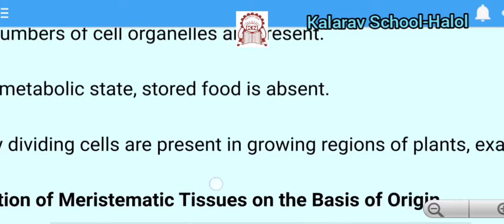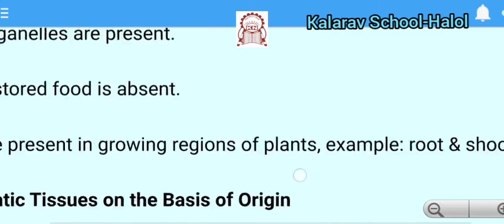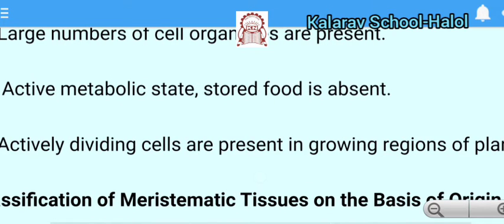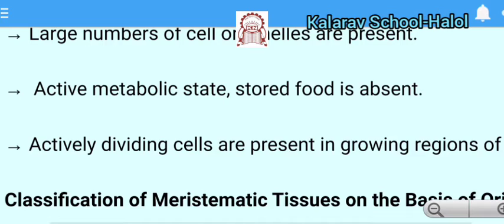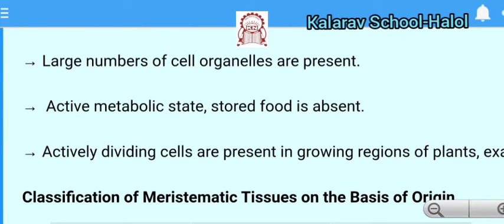Actively they divide. The cells are present in growing region of plants, for example root and shoot tips. So they will function on the root and shoot tips. So these are the features of meristematic tissue.